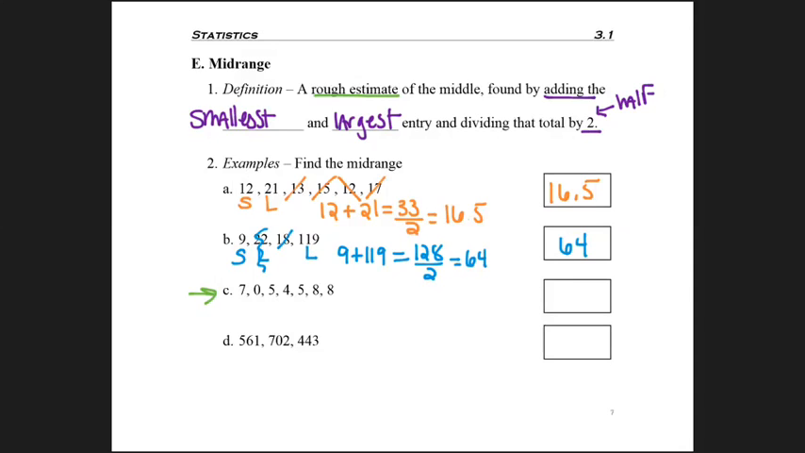So let me have you do problem C, solve and check your answer. Did you get 4 for your answer? You should have been adding your small of 0 to your large of 8 and dividing by 2. So now go ahead and work on problem D, and this one we'll go over in class.